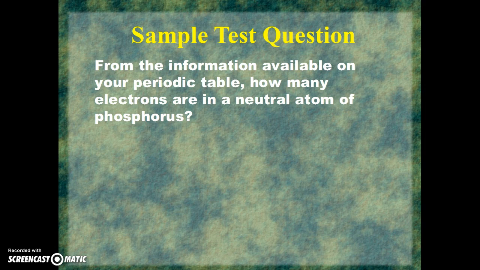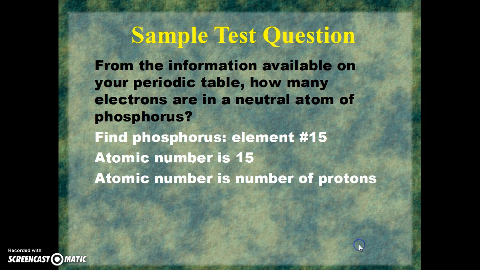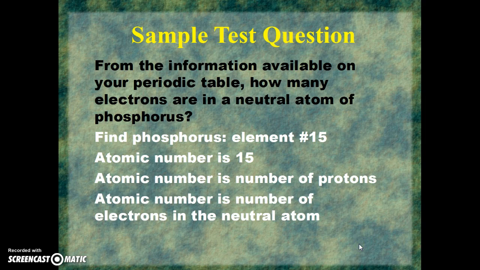Now, from the information available on your periodic table, calculate the number of electrons in a neutral atom of the element phosphorus. You first find phosphorus, it's element number 15. The atomic number then is 15. The atomic number is the number of protons. The atomic number is then also the number of electrons in the neutral atom of phosphorus. And so the answer, of course, is 15.